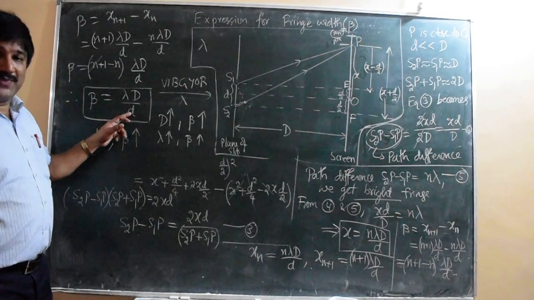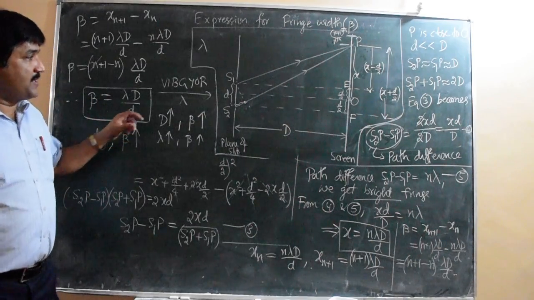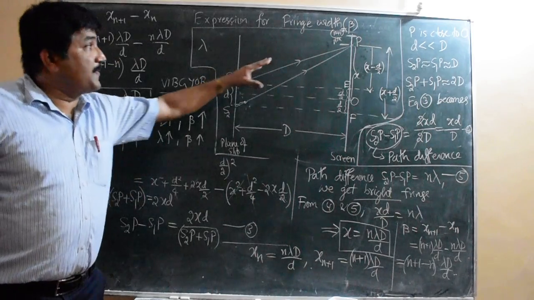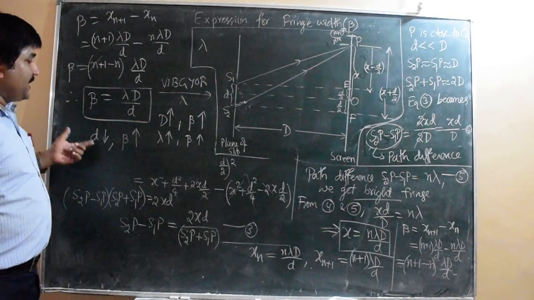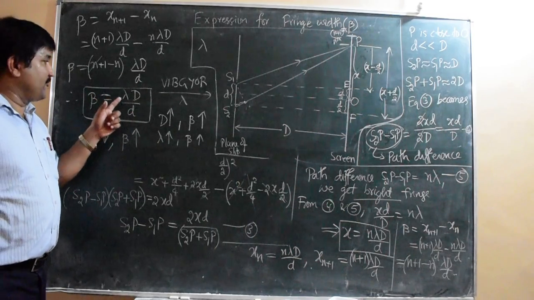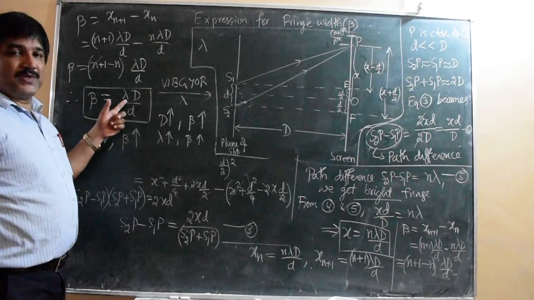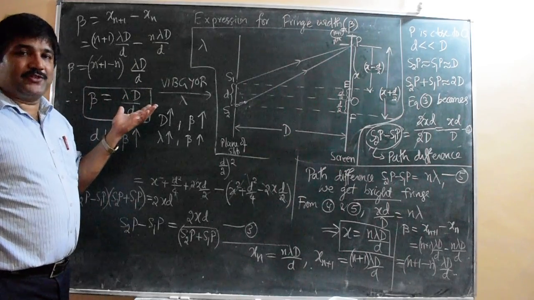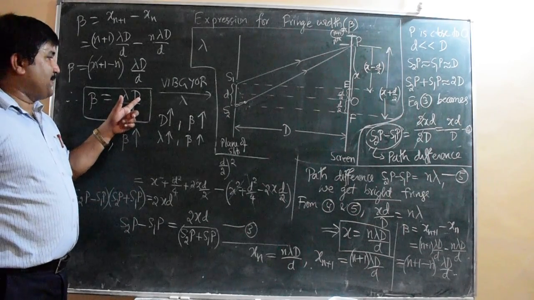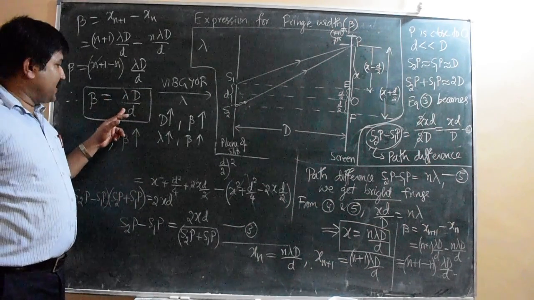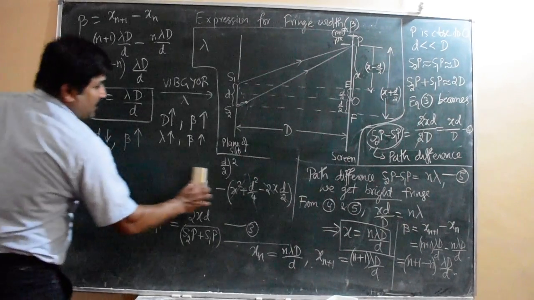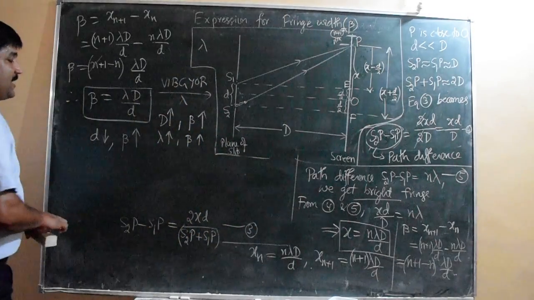Beta is inversely proportional to d, which means if you bring the slits nearer and nearer, then the fringes become broader. That's the idea of how fringe width depends on these variables. Wavelength directly: if a longer wavelength is used, the fringe width increases. Capital D directly: if you increase capital D, fringe width increases. If you decrease the small d, fringe width increases. So it is inversely proportional. That is the linear fringe width.